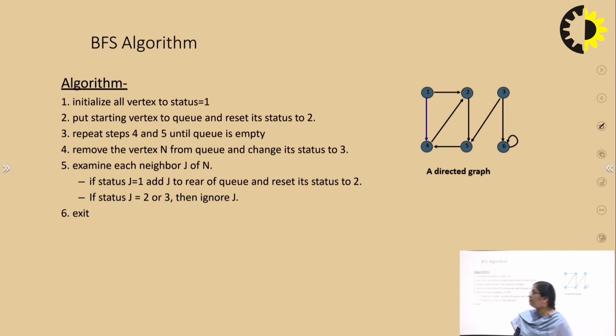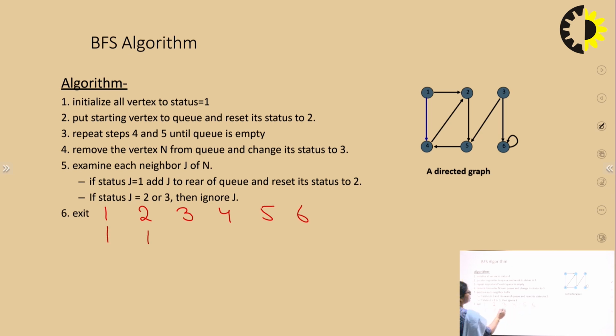Okay, so how many nodes are there? I have 1, 2, 3, 4, 5, 6 nodes. Everyone is having status 1. What does status 1 mean? It means these nodes have been initialized. They have not yet been visited or explored. Okay, there will be some starting node.